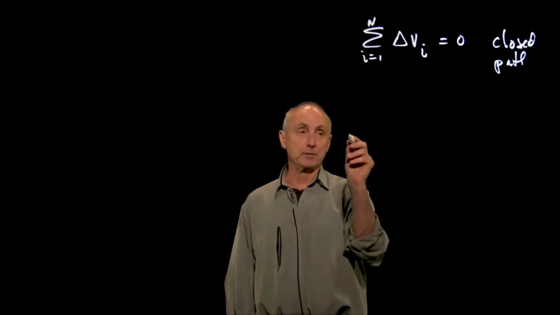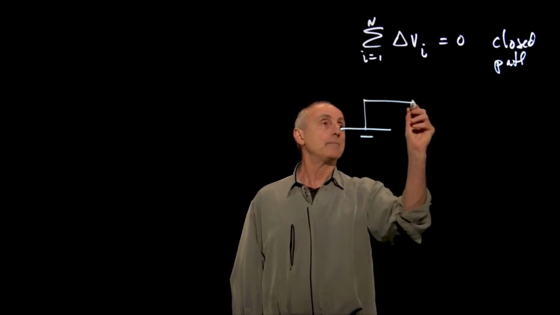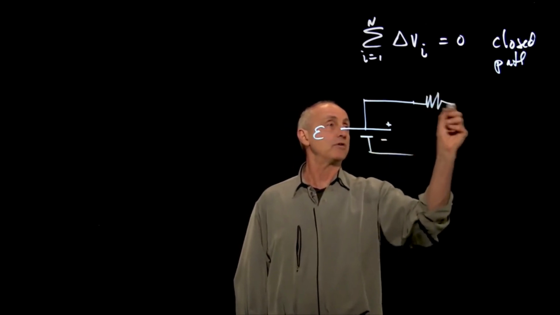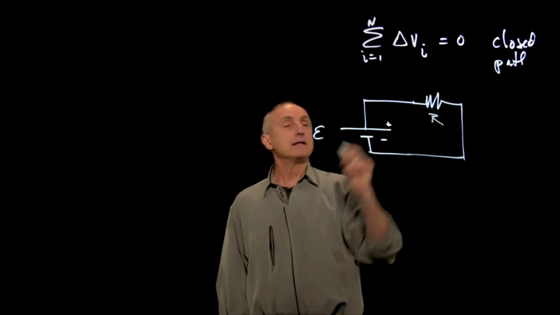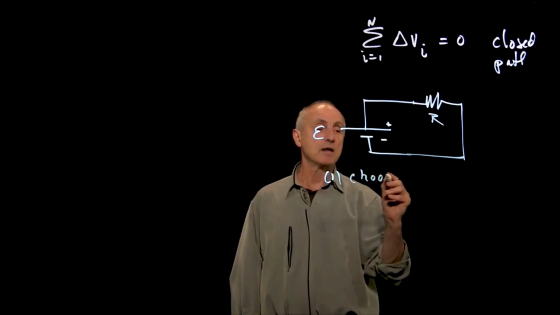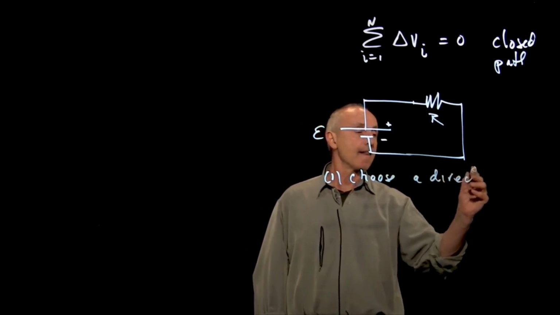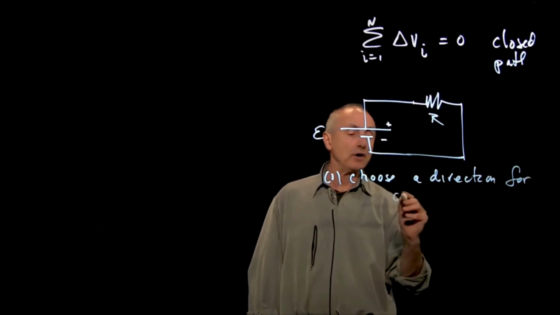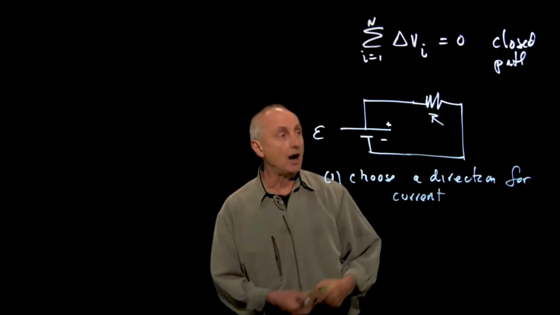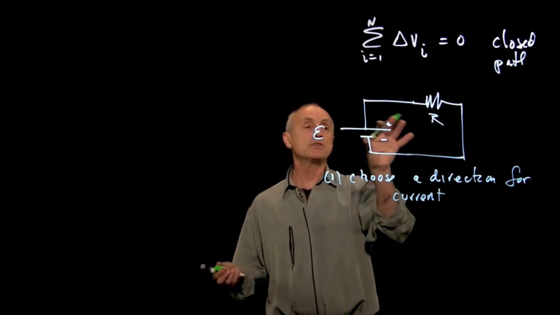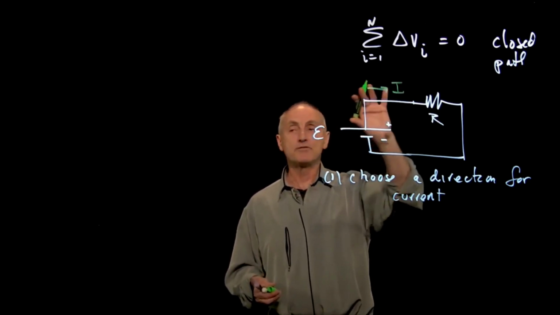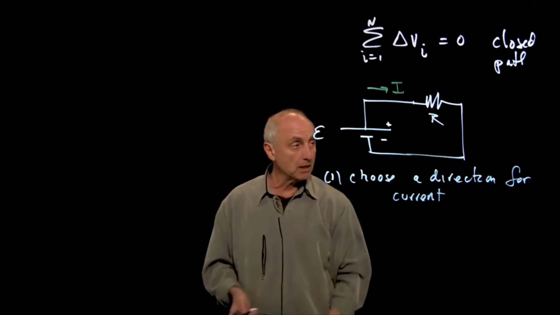So let's take a very simple circuit first, with a battery and just a resistor for simplicity. Now, there are two choices that we need to make. We need to choose a direction for current. I do that by indicating on my diagram here: because this is the positive terminal, it's pretty obvious that the current will leave from the positive terminal and go back to the negative terminal.